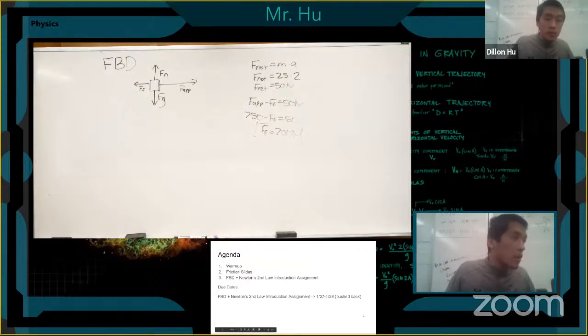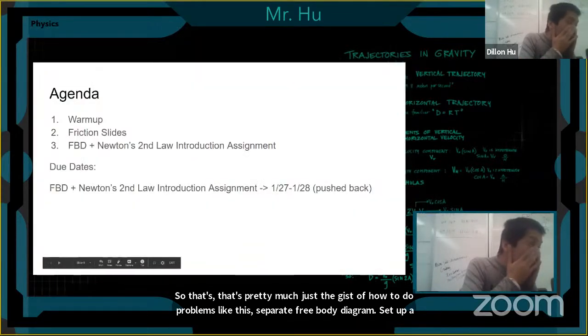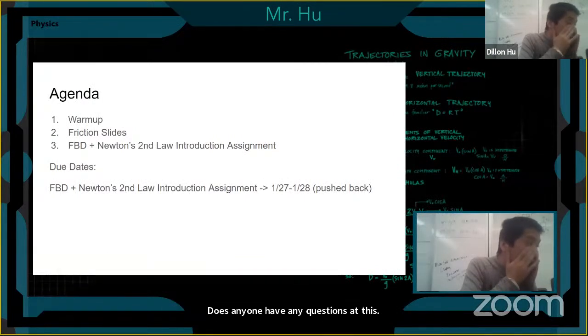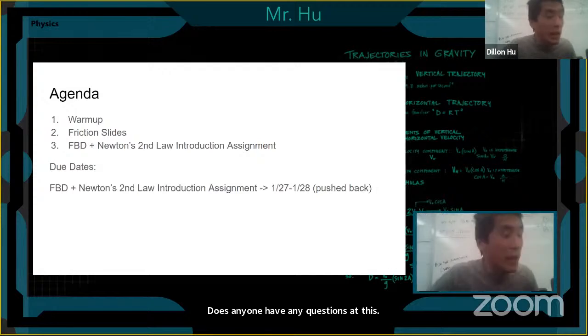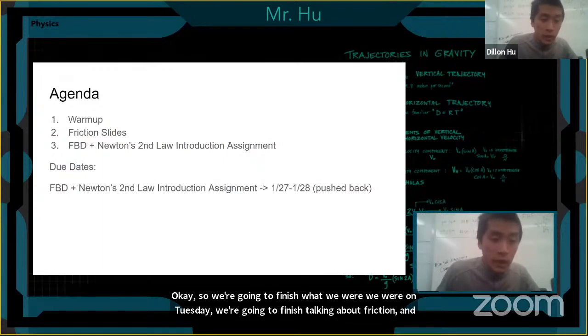Okay, so we're going to finish where we were on Tuesday. We're going to finish talking about friction, and then we're going to work on the free body diagram and Newton's second law assignment. I pushed back the due date to next Thursday, Friday, so we'll have today to work on it and next Tuesday. So we should have plenty of time to finish it.